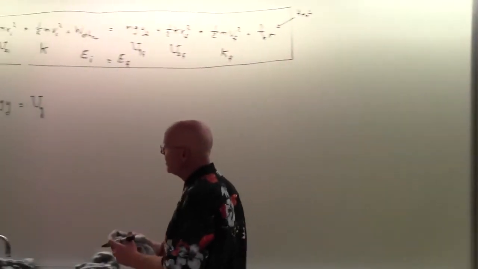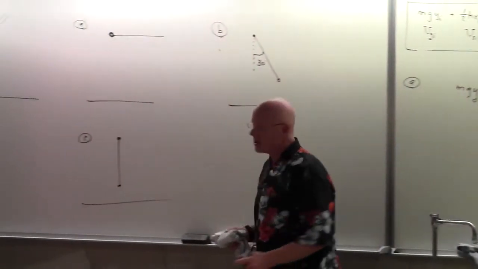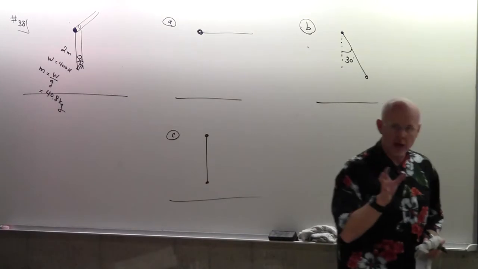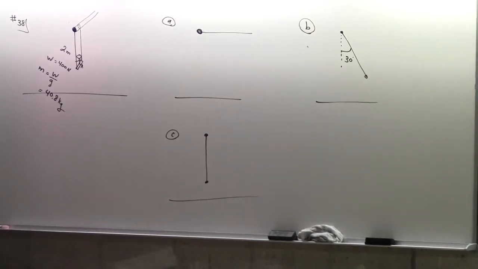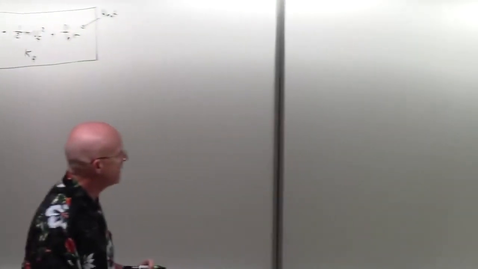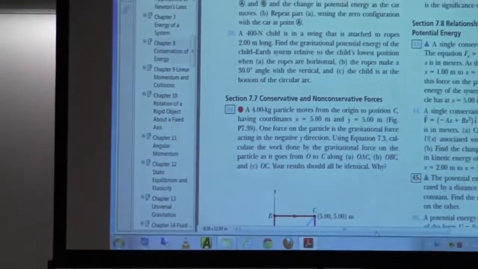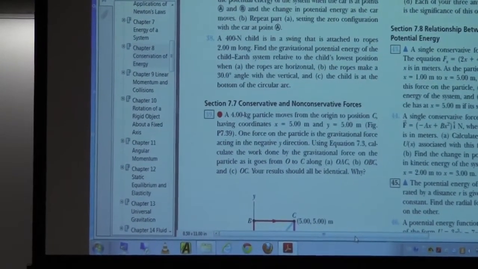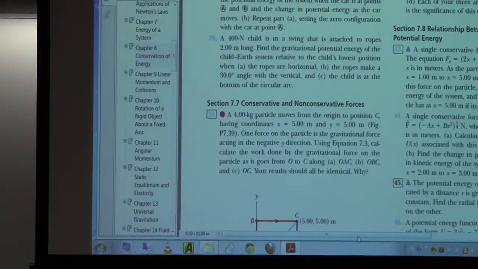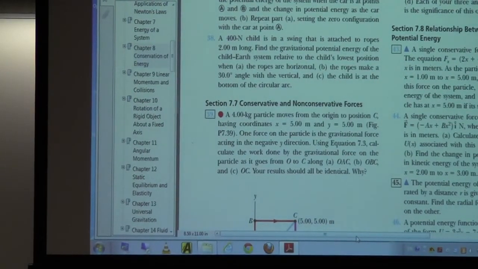And he asked for these positions. But notice he says something in here that I want to make clear. He says relative to the, where is it? How does he phrase it? Relative to the child's lowest position. Put another way, where does y equal 0? And so I'll say it again.